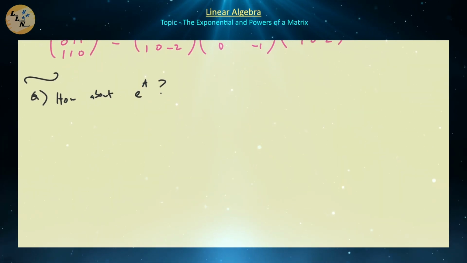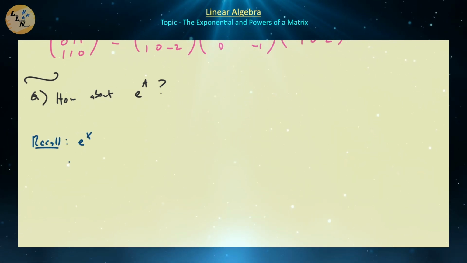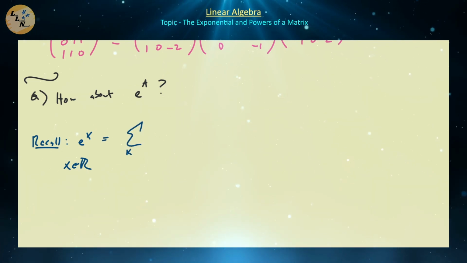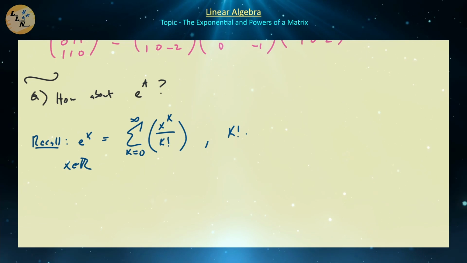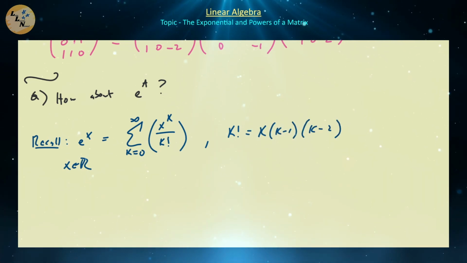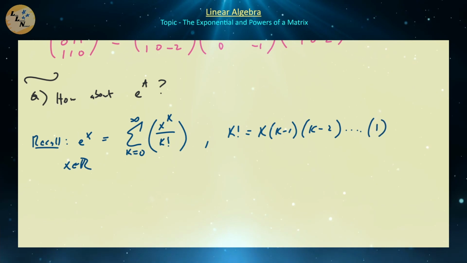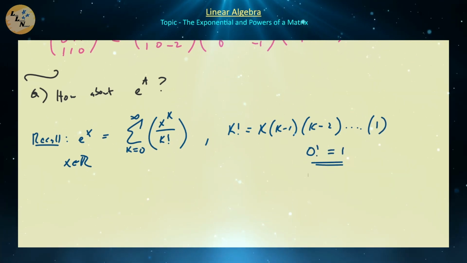So if you remember from single variable calculus, the Taylor series for e to the x, where x is a real number, is equal to the infinite series, the sum from k equals 0 to infinity of x to the power of k divided by k factorial. And in case you don't know, k factorial is equal to k times k minus 1 times k minus 2 all the way down to 1, with 0 factorial defined to be equal to 1.